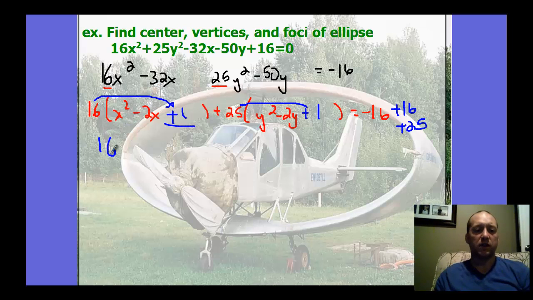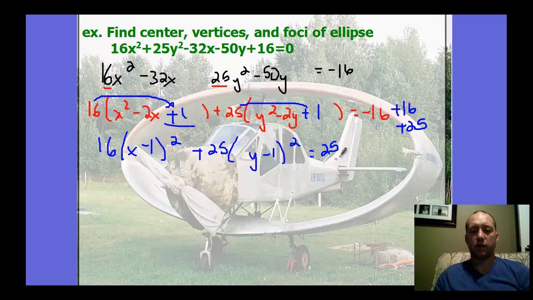So if I simplify that, I get 16 times, factored as (x minus 1) squared, plus 25 times (y minus 1) squared equals 25. Last step is to make this equal 1, so I'm going to divide by 25, divide by 25, divide by 25. Now I can rewrite this a little bit, like 25 over 25 can reduce, so I just get (y minus 1) squared equals 1, but this is all over 1.